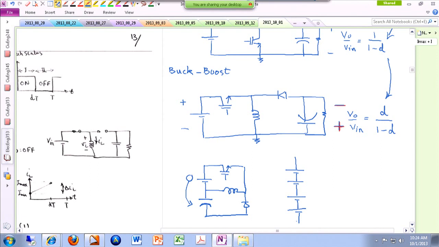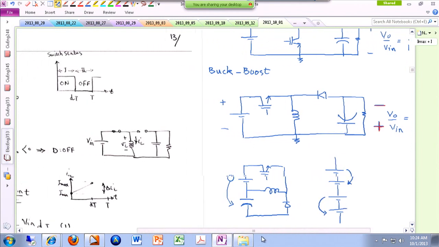Using the buck-boost converter, you can discharge the battery and send charge over here. Then you can have another one and discharge this one and send it to the next. So you can actually transfer charge from one cell to the adjacent cell using the buck-boost topology. So that's a good thing.